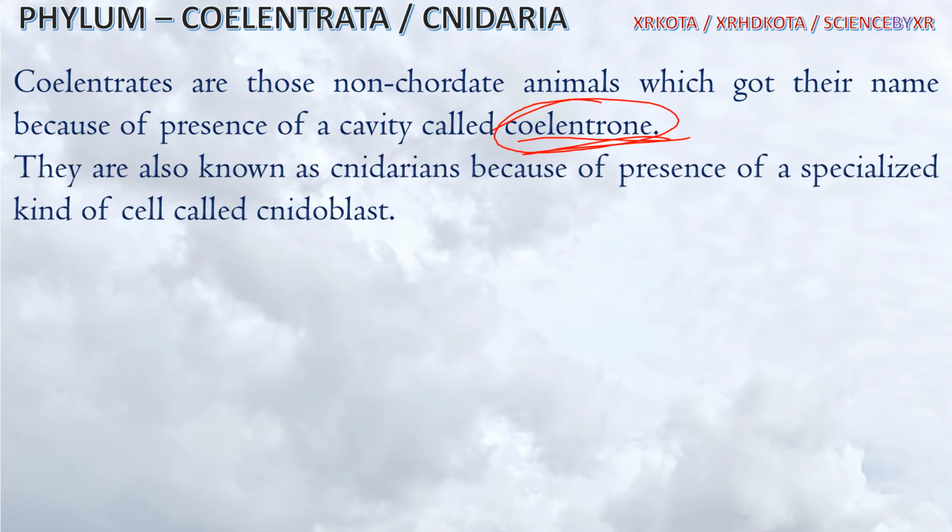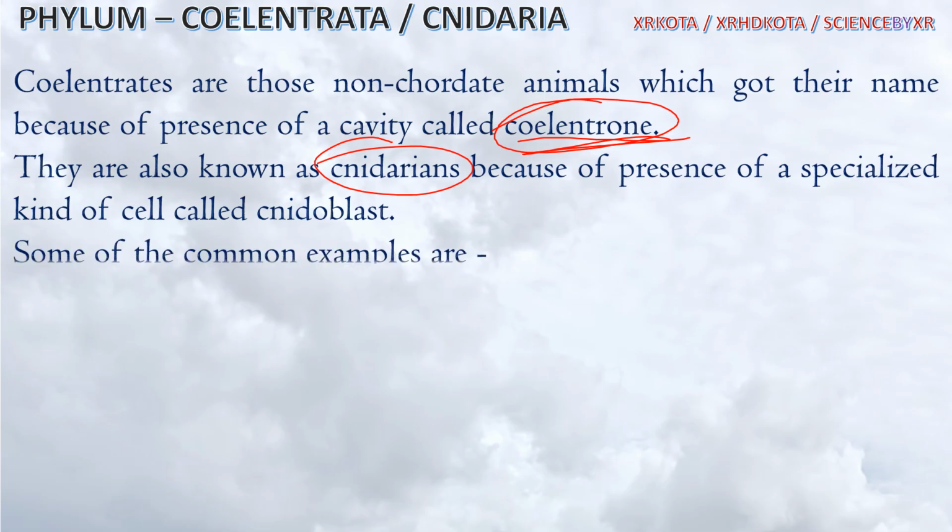And they got also their name as Cnidaria because of the presence of a special type of cells called cnidoblast. These are shooting cells which are used to paralyze the prey which comes close to them, or any attacking animal that comes close to them, or they also use these type of cells to immobilize their food and eat them. Okay, so these are the two terms which are given to the category, that is phylum Coelentrata or Cnidaria.